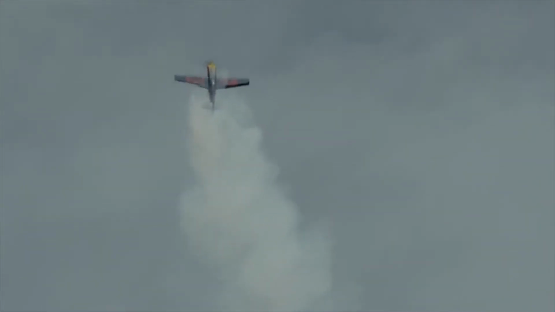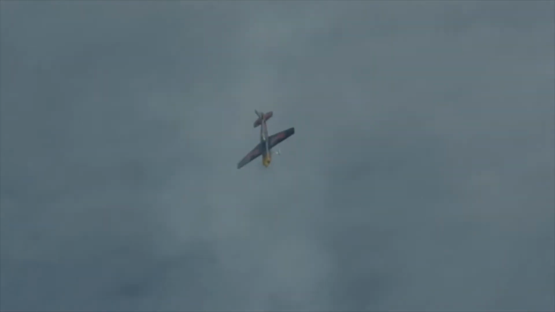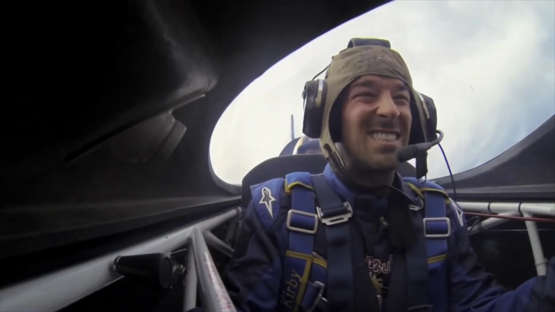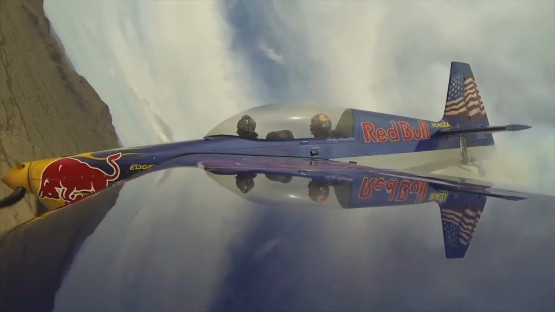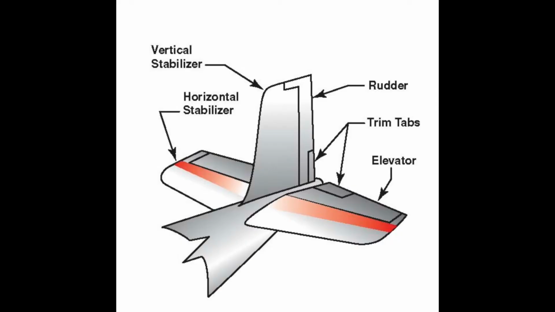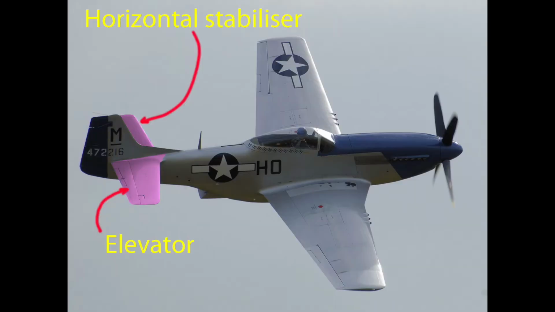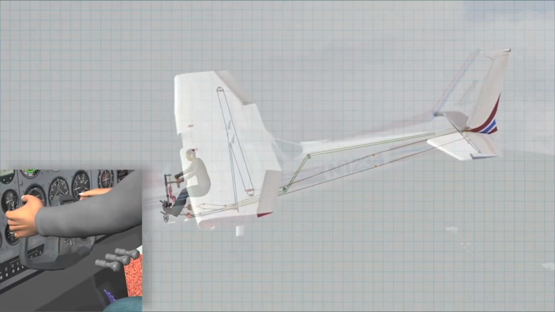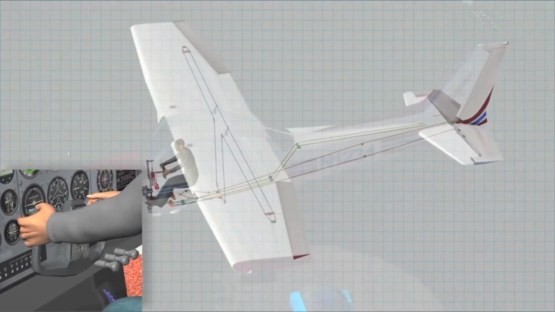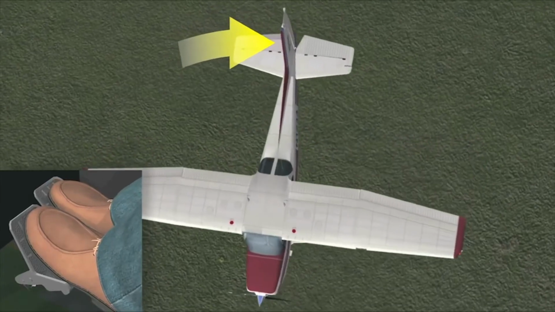What is needed is a moving surface in the horizontal to pitch an aircraft up or down, and a moving surface in the vertical to yaw left or right. The moving surface will deflect airflow and cause an aircraft to react in the desired direction. The horizontal surface is the tailplane, commonly a stabilizer with a moving elevator. In the vertical, it is a fin and rudder. In the cockpit, moving the control column fore and aft moves the elevator, and feet pedals control the rudder.